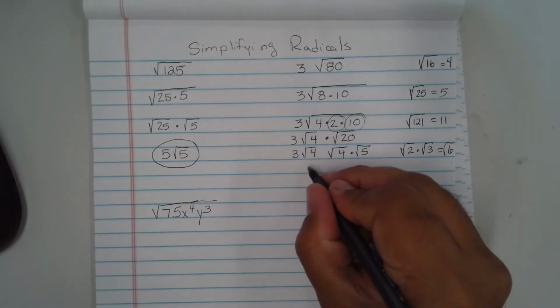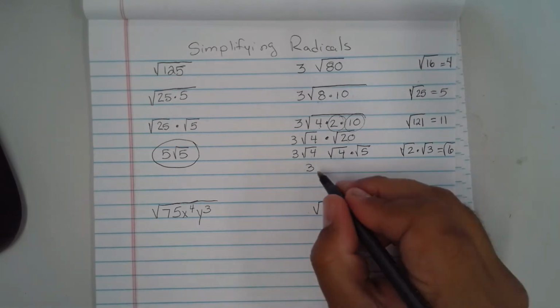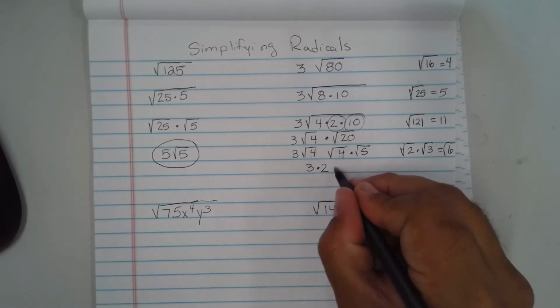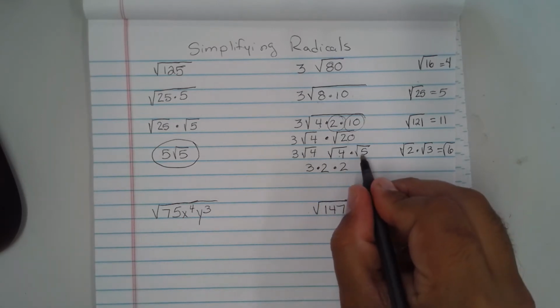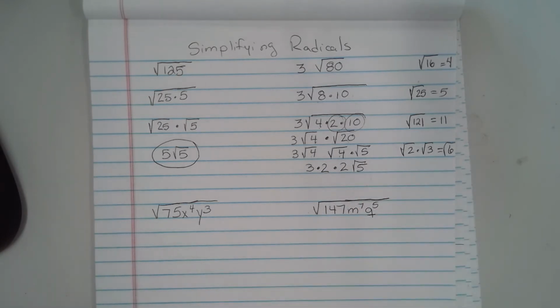So now I'm going to work it out. 3. What's the square root of 4? 2. What's the square root of 4 again? 2. And we leave the square root of 5 alone. So what should be my final answer?